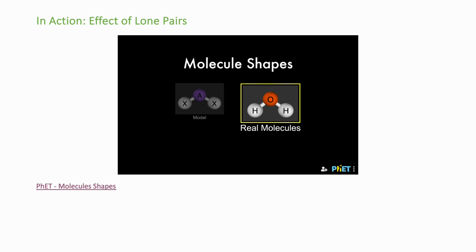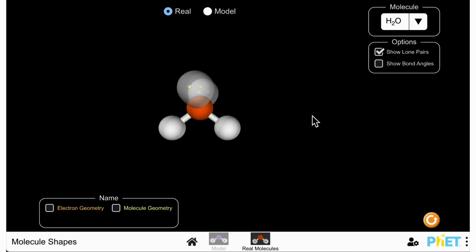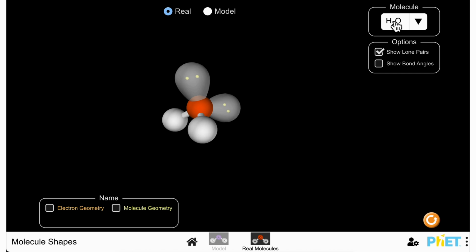So now we are going to view a simulation that includes real molecules that shows the effect of lone pairs. Once you open up the simulation, you should see the option for model or real molecules. We are going to look at real molecules. So here we have water, and we are showing the lone pairs, and we are going to want to click to show bond angles and also electron geometry.